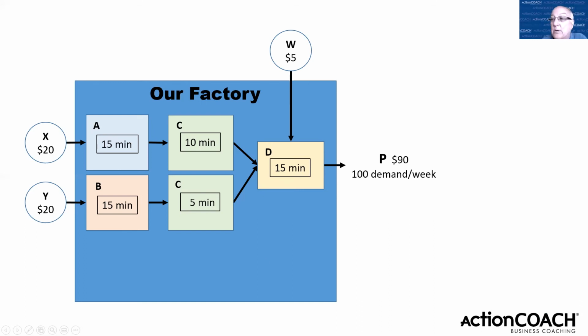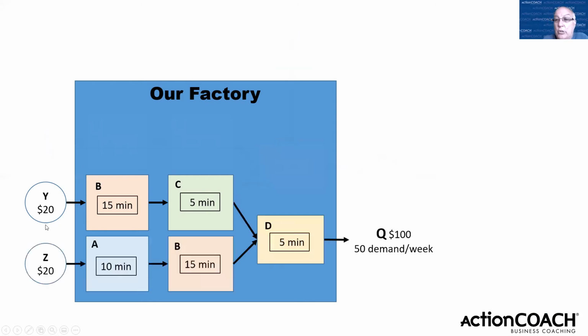And as soon as it pops out, you can get $90 for it. And again, you can make up to 100 Ps. To make Qs, the Y component is the same thing. We buy it for $20, process it for 15 minutes at B and 5 minutes at C. We add to that a unit of Z material for $20 that gets processed in A for 10 minutes, B for 15 minutes. The assembly only takes 5 minutes because you'll notice there is no part W. Qs, again, sell for $100, and there's a demand for just 50 of them.